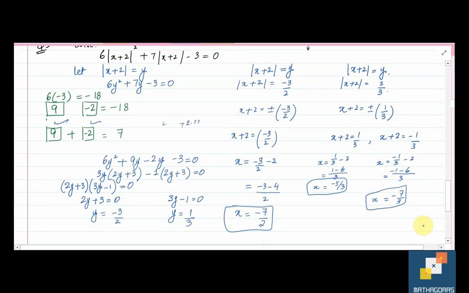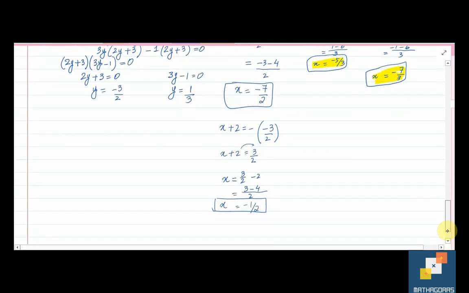Now you got 4 values of x, but the final answers are minus 5 upon 3 and minus 7 upon 3. Now it's your home assignment that why we are not taking these 2 values of x. You need to think about it and you will tell me in your next class or submit your assignment why these 2 values we are not taking as the final answers of x, why these 2 values are the final answers of x.